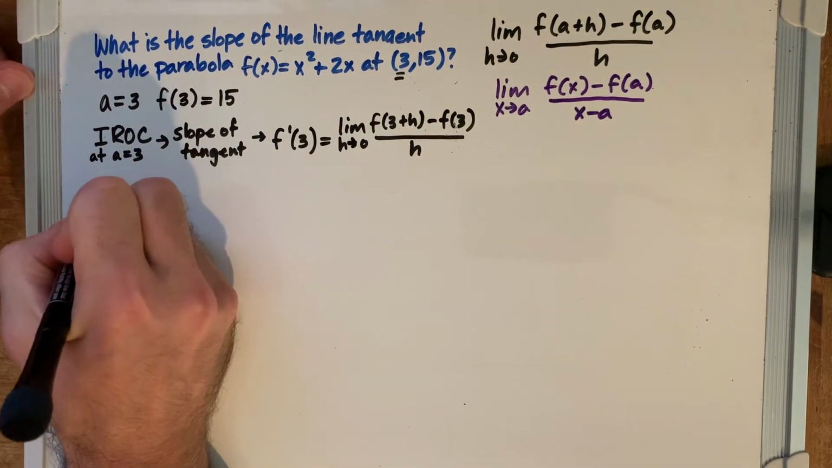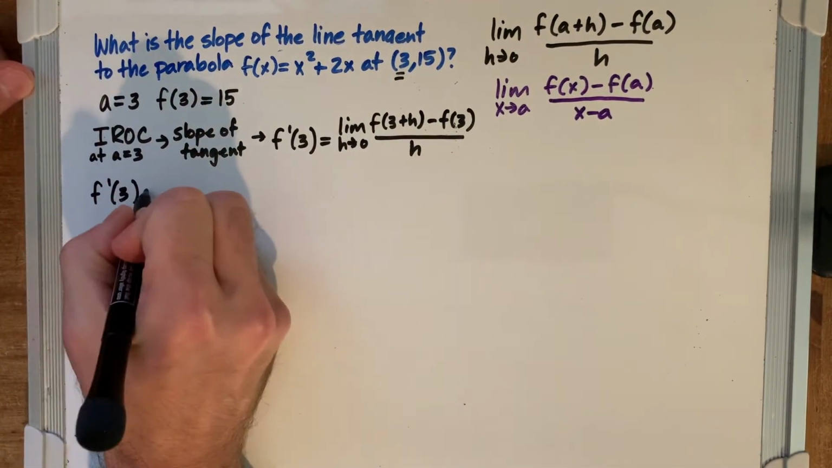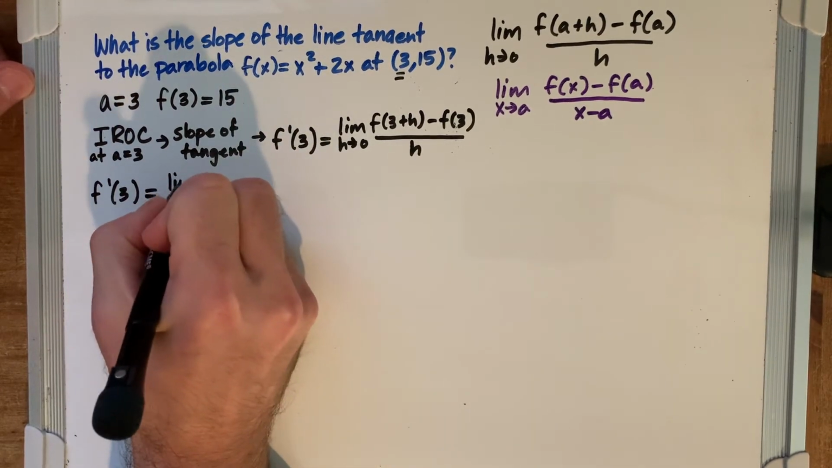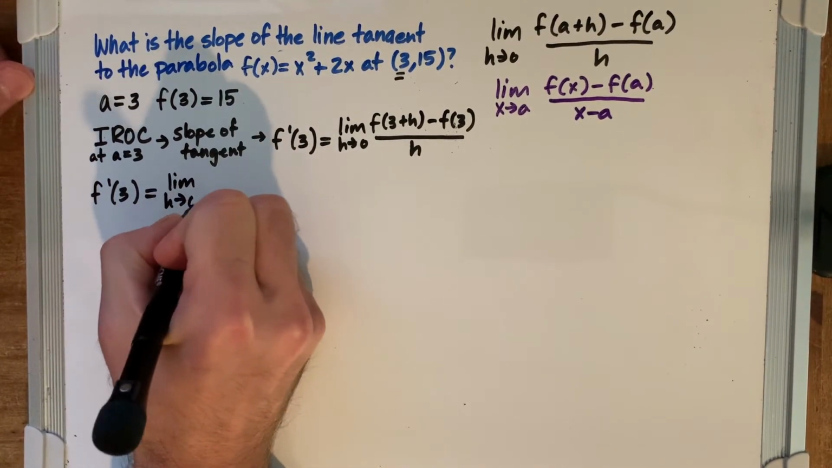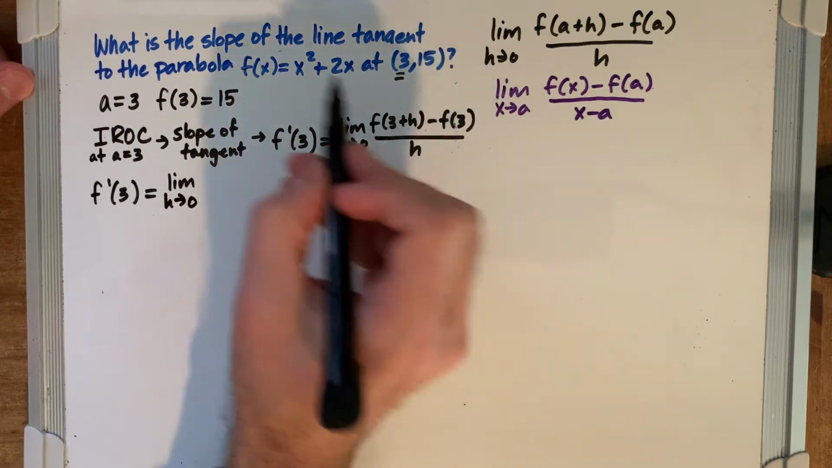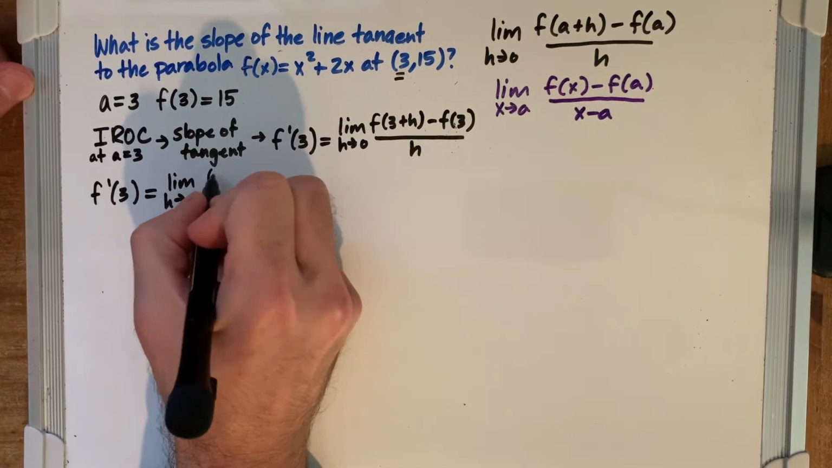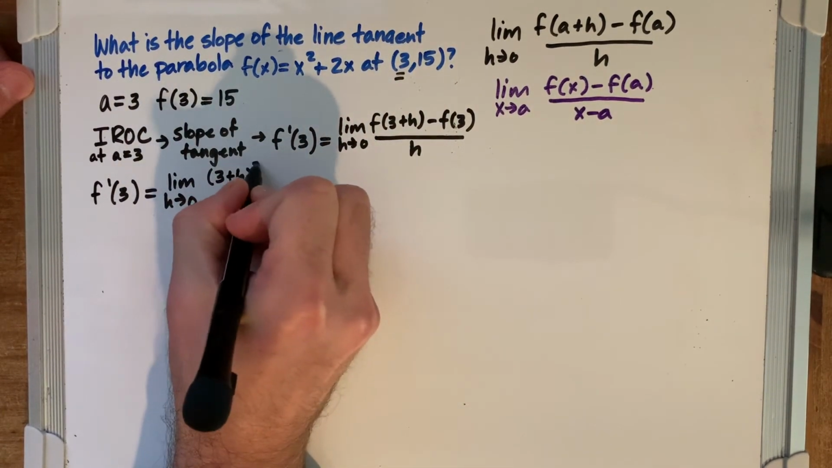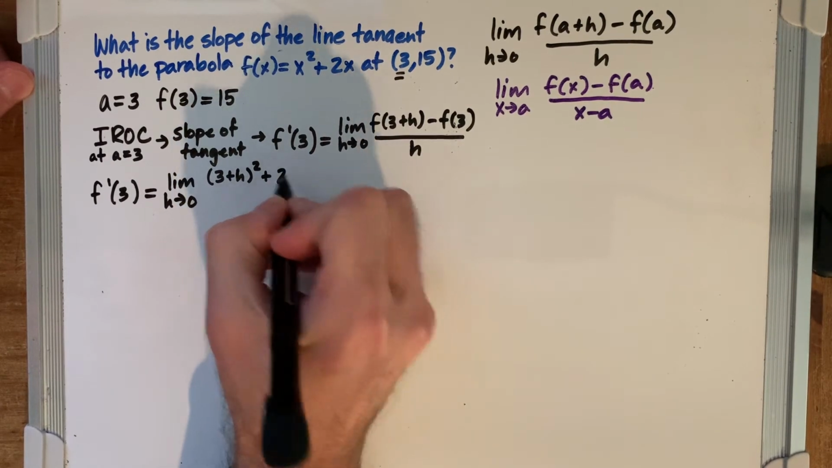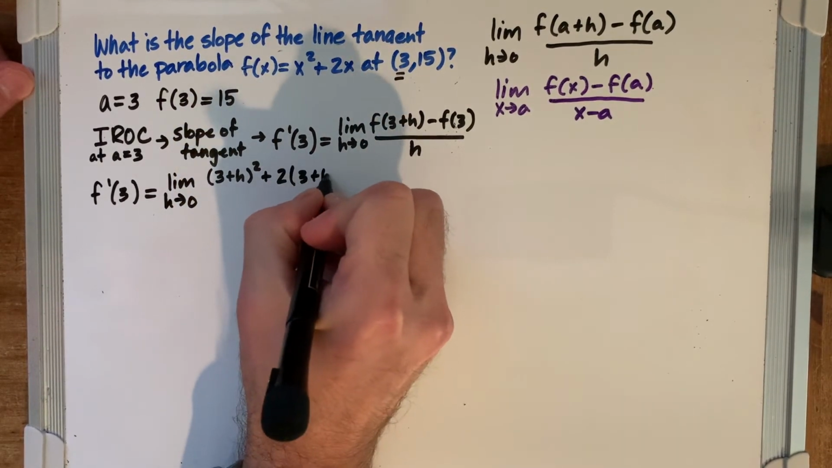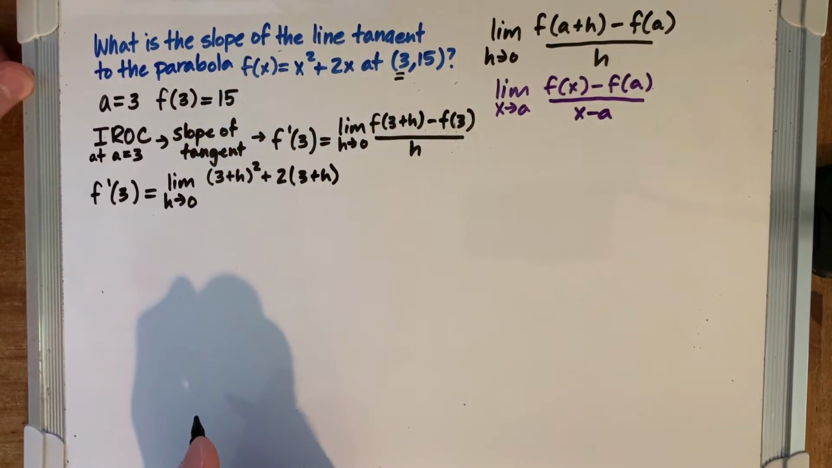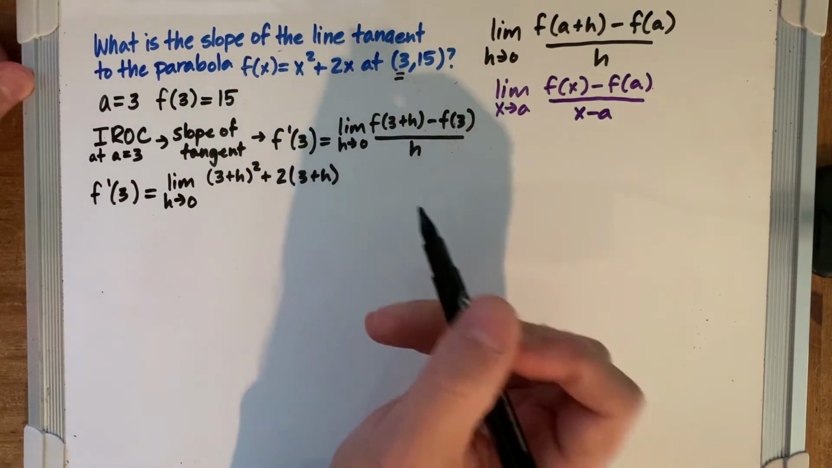So our f prime of 3 is going to equal the limit as h goes to 0. We're going to take the 3 plus h, we're going to put it in for x. So we're looking at 3 plus h squared plus 2 times 3 plus h. So that's the f of 3 plus h.